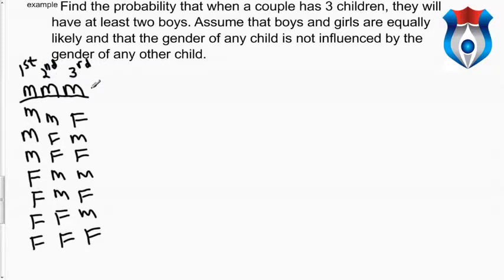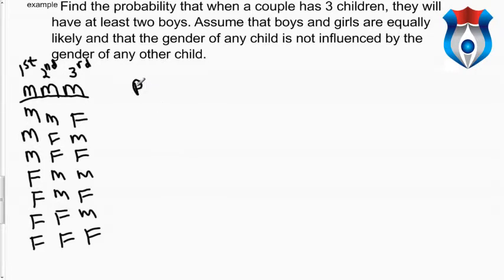And as you notice here, there are 8 total outcomes. 1, 2, 3, 4, 5, 6, 7, 8. There are 8 outcomes ranging from all boys to all girls. And since having a boy or girl is equally likely, and also since the probability of having a certain gender of child on one birth is not affected by what happened on a previous birth or a subsequent birth, all of these 8 outcomes are equally likely, meaning each of them has a probability of 1/8.